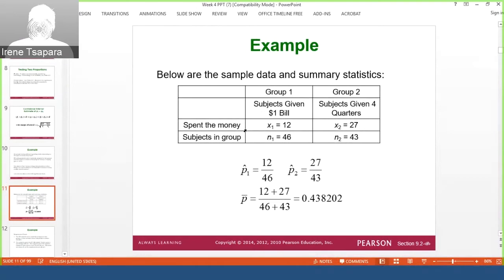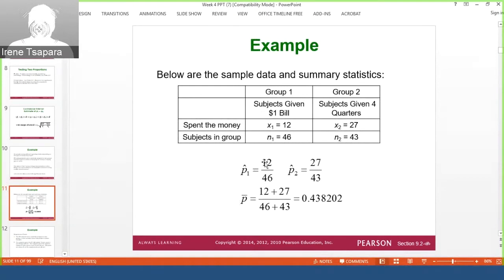12 of them in the first group spent the money. 27 of them in the second group spent the money. The first group was given a big denomination. In the second group, we're given a small denomination. Now we have all our numbers to calculate the p hat and the p bar.